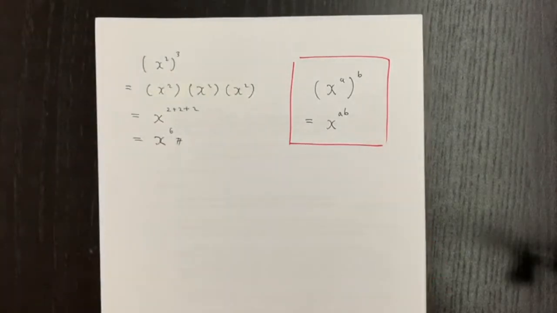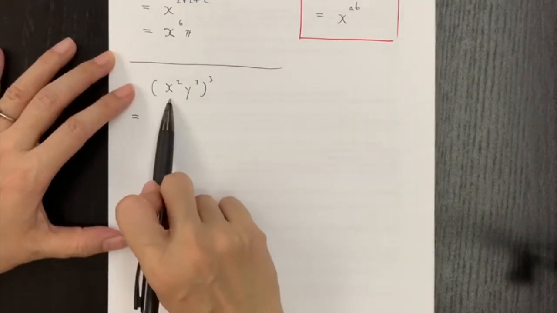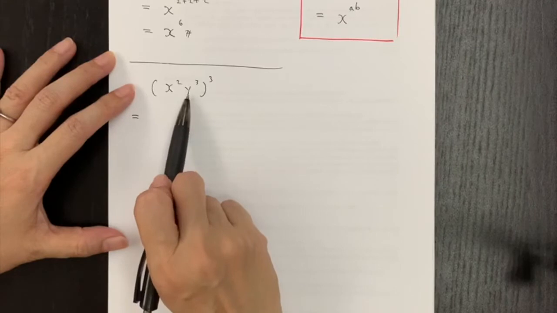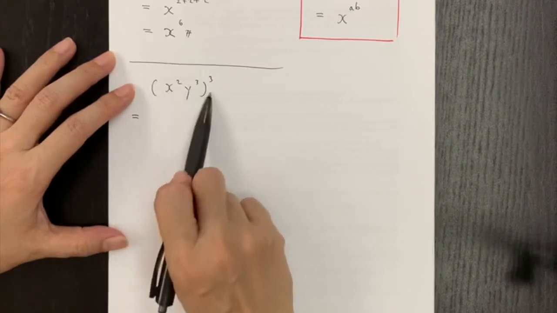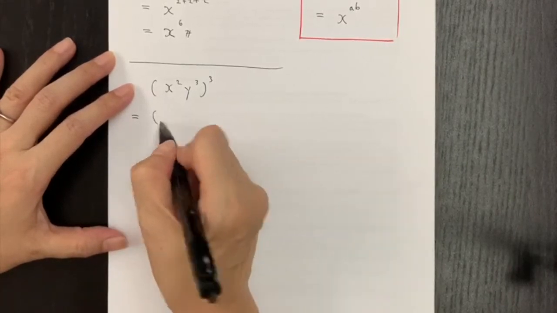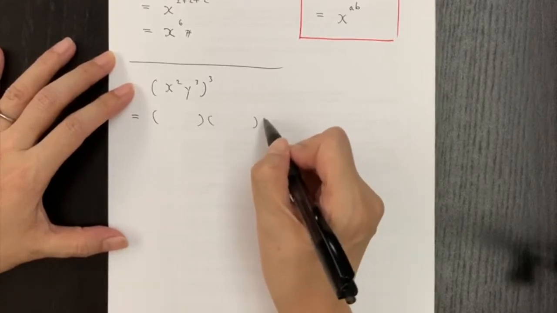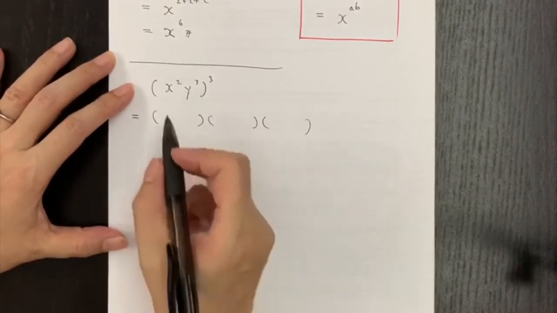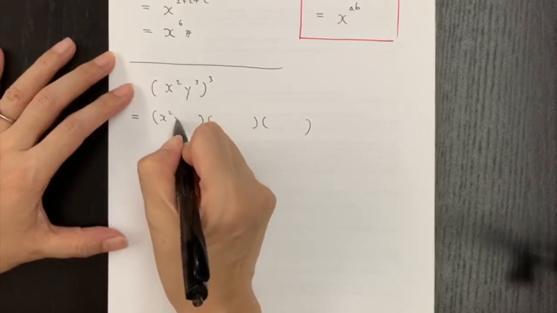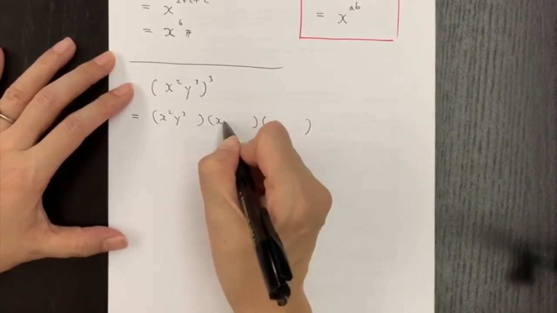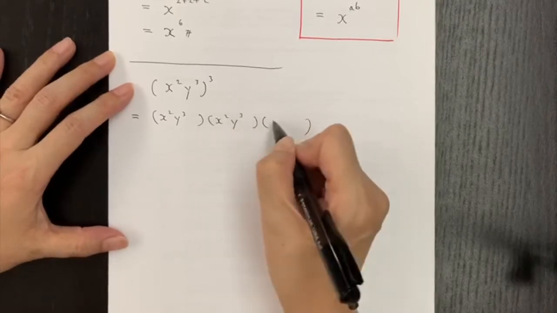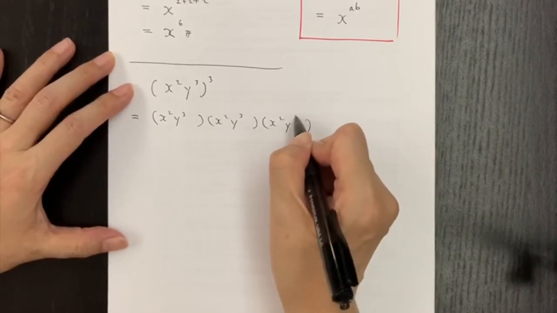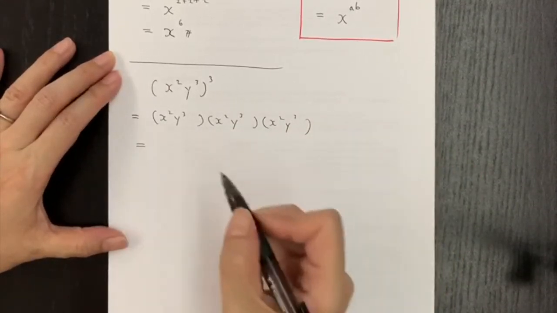Okay, so next one here we have x squared y to the power 3 and then all to the power 3. That means the things inside the brackets will be times itself 3 times. That is the meaning of to the power 3. So I have this x squared y to the power 3, x squared y to the power 3, and then x squared y to the power 3. All right. Okay, so what is it?